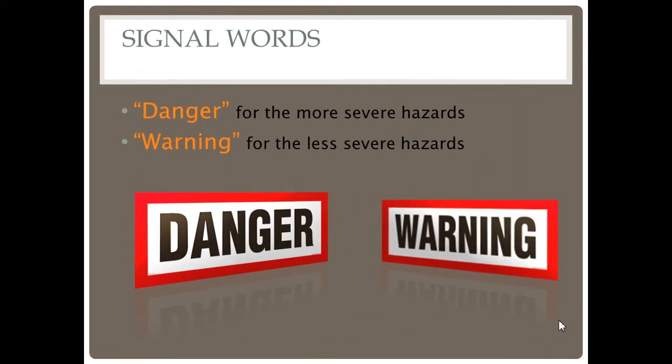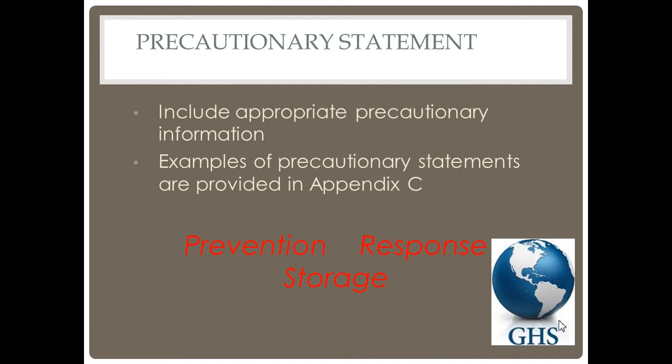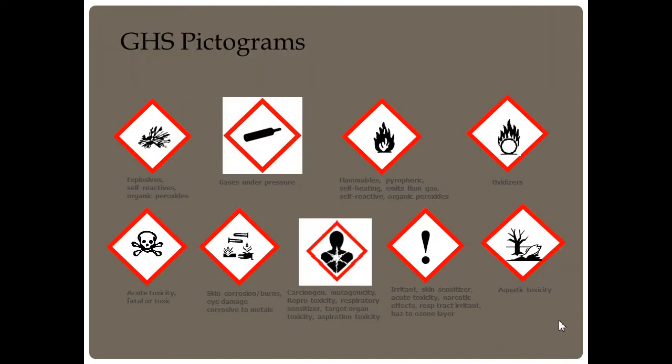Danger and warning. Danger, more severe, that's your skull and crossbones. Warning is less severe, and you'll see the exclamation point. You'll have your prevention precaution statement where it'll say danger may cause blank, and that's your precaution statement.